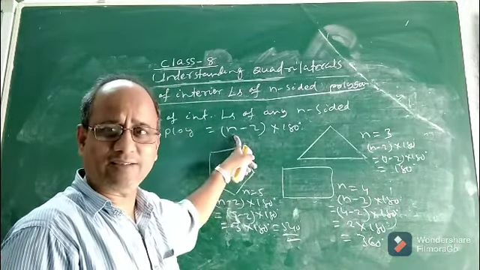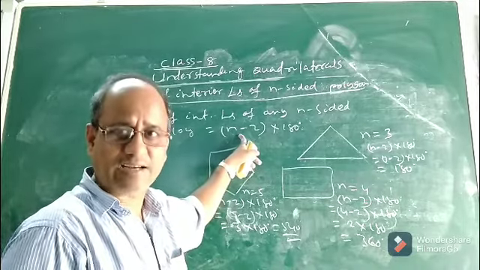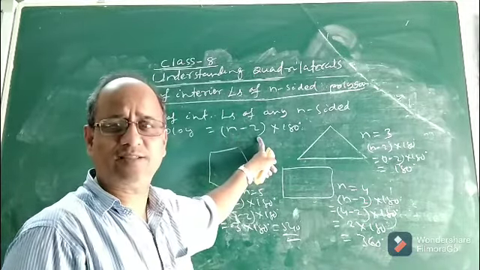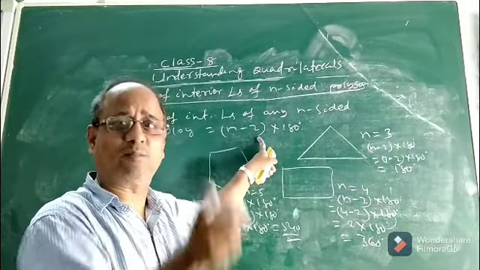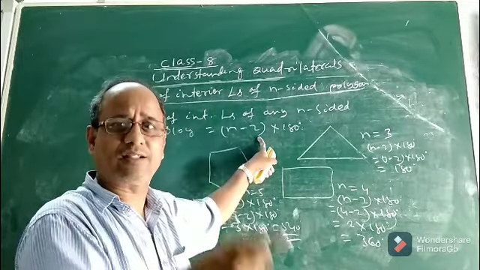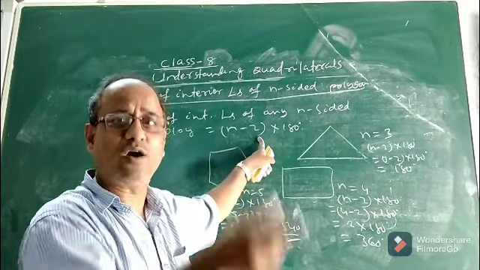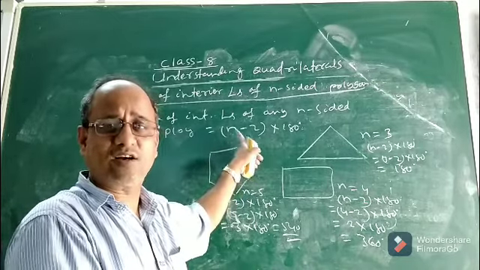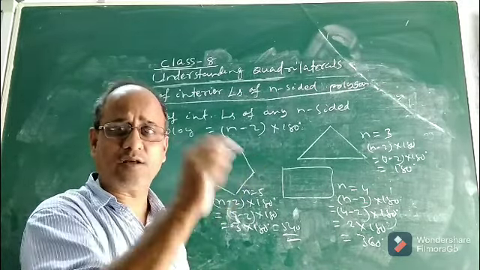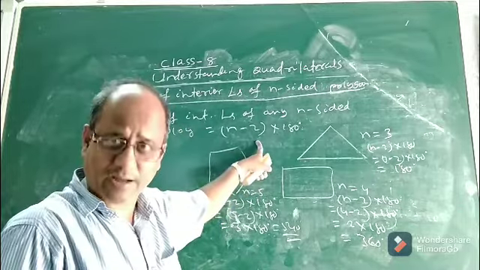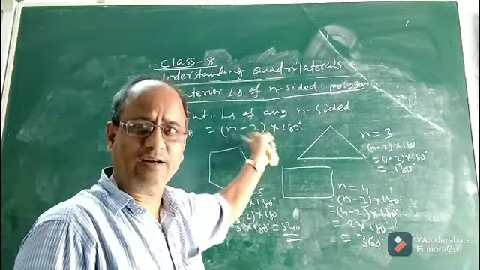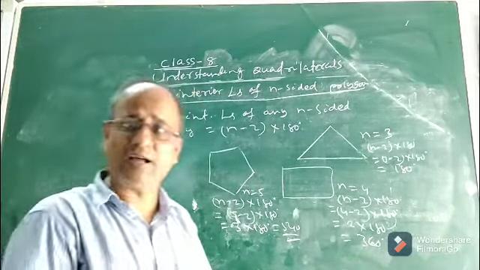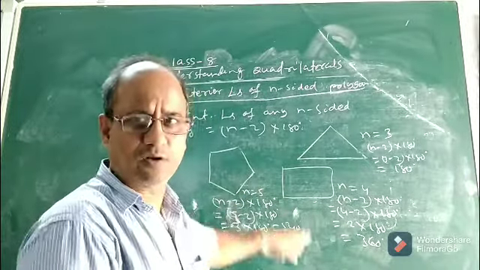n minus 2, what is n? n is the number of sides, okay? And n minus 2 means it is the number of triangles into which we can divide the polygon. The number of triangles into which the polygon can be divided is given by n minus 2, multiplied by 180. It will give you the sum of interior angles of the polygon. Children, I hope you understood.